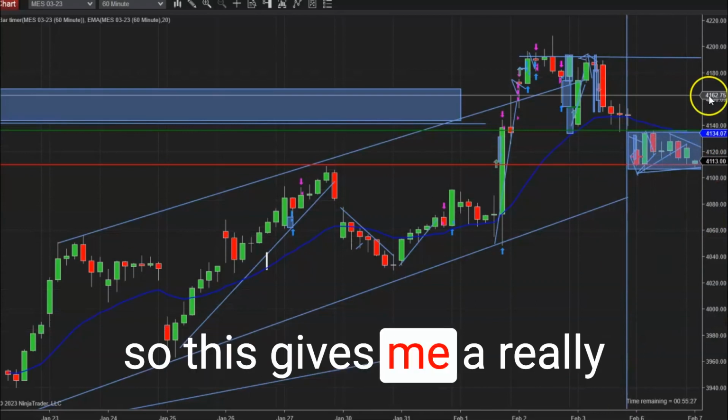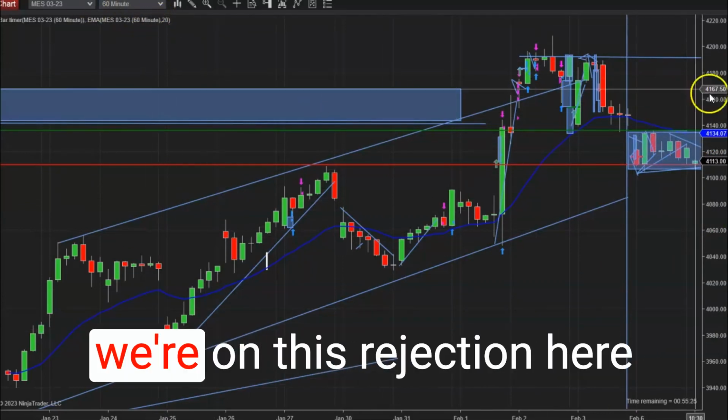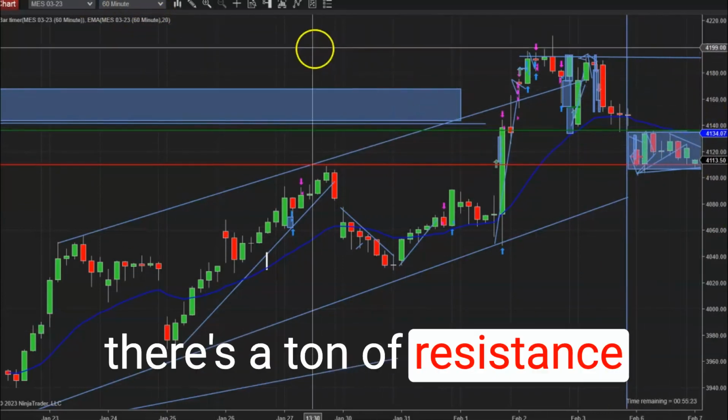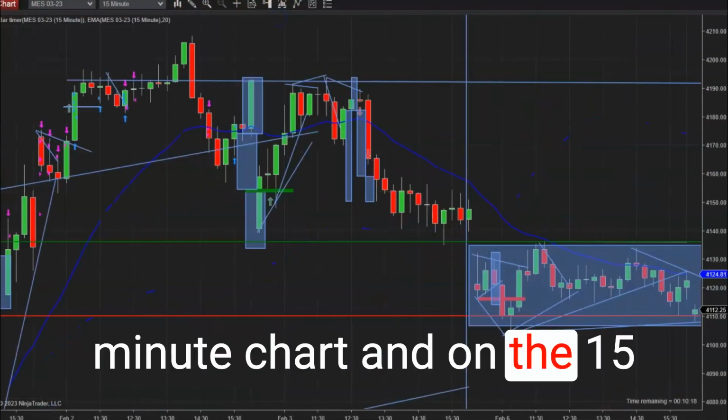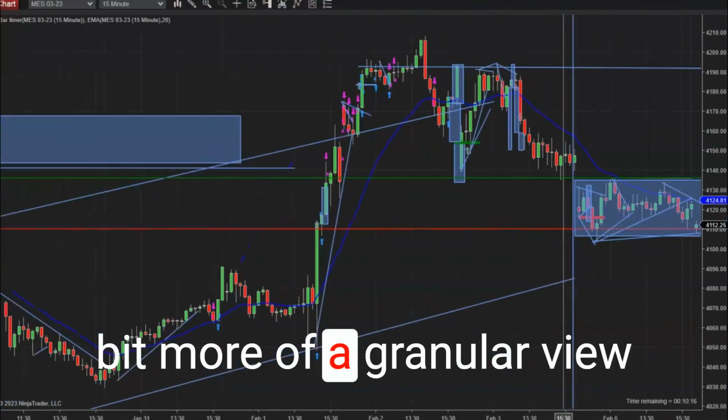So this gives me a really clear picture. We're on this rejection here, and there's a ton of resistance up above. Let's look at the 15-minute chart. On the 15-minute chart, we get a little bit more of a granular view.